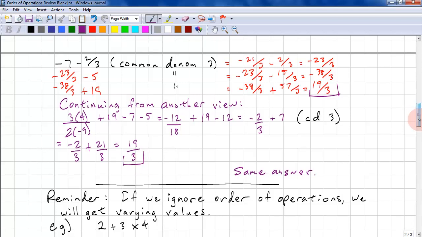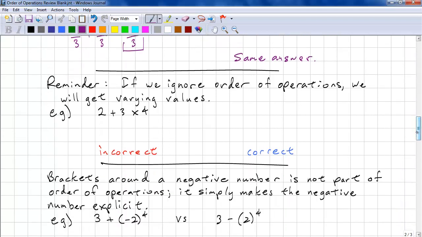And here's a reminder that order of operations is important. Otherwise, we get different answers. If we do this first, 2 plus 3, that equals 5, and then 5 times 4, we get 20. However, that's the incorrect answer. If we follow BEDMAS, we get 3 times 4, that's 12, and then 2 plus 12 gives us 14, which is the correct answer.